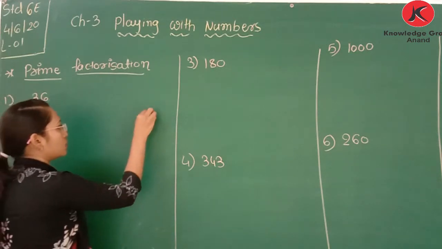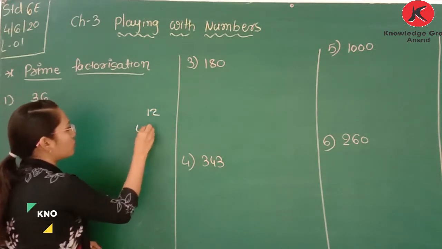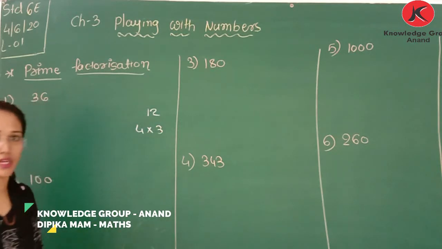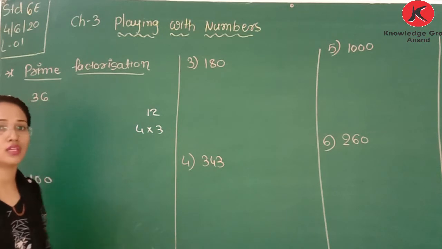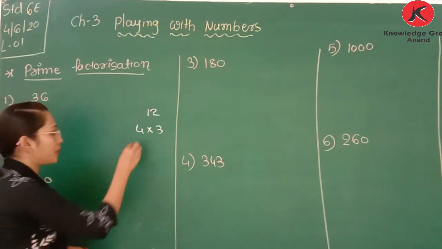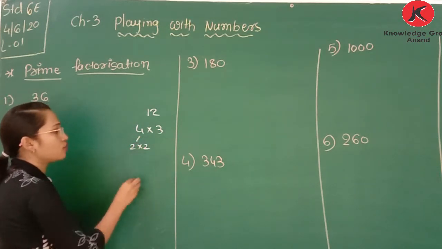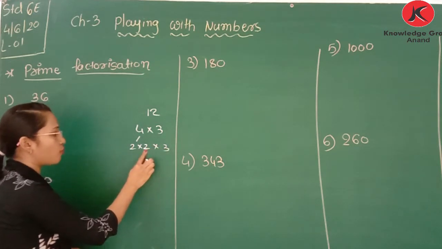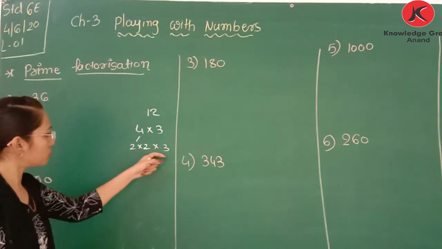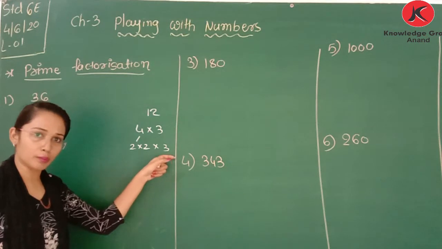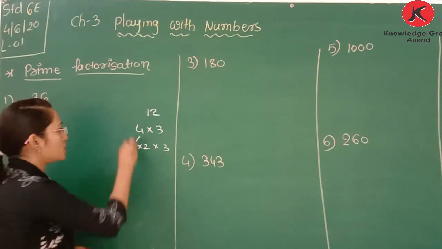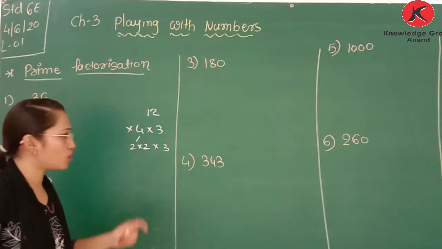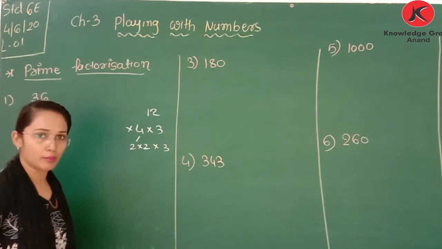For 12, you can write the factors as 4 3s are 12, but this is not a prime factorization. Why? Because 4 is not a prime number. So represent 4 also in such a way that prime numbers come, that is 2 multiply 2. Now you can write 2 2s are 4, 4 3s are 12. So these 2 and 3 are prime numbers. So this is the prime factorization of 12. This is not a prime factorization, because number 4 is not a prime number.